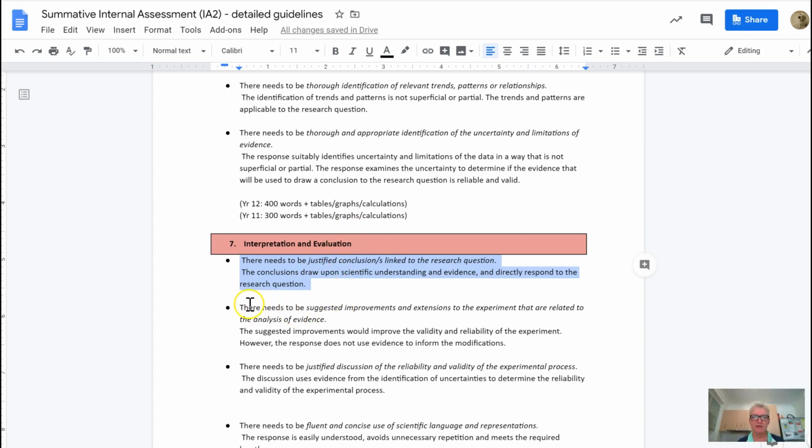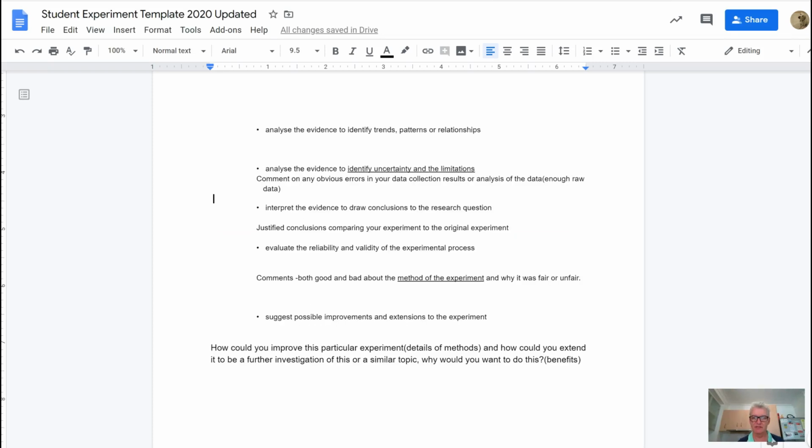So now you're going to go into the evaluation, where you probably need to discuss the justified discussion of the reliability and validity of the experimental process. The process is the method, how you actually did it, not the data you collected. That was in the previous section. So now you're trying to have conversations about the actual process. What were the good and bad things about the method of the experiment, and how did it make it fair or unfair? Or evaluating the reliability and validity of the experimental process.